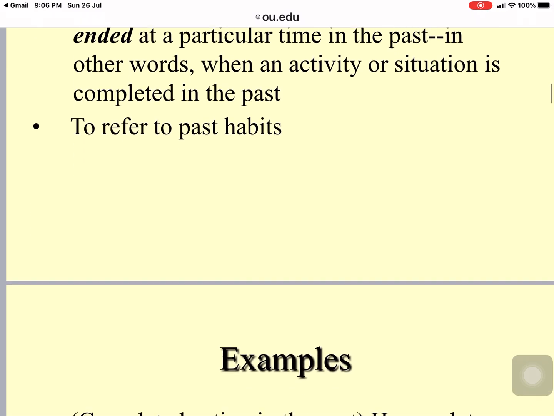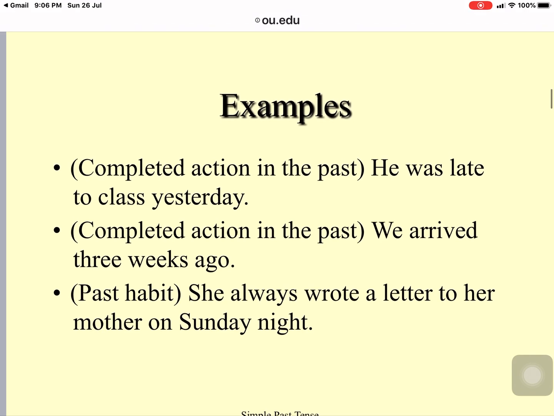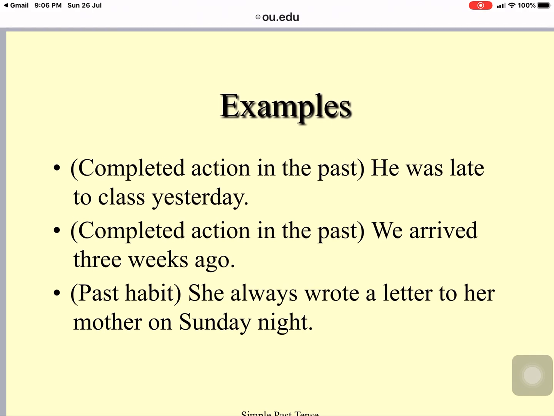So the form of the verb will be V2. For example, the V2 form of the verb go will be went. Okay. And the V2 form of come is came.